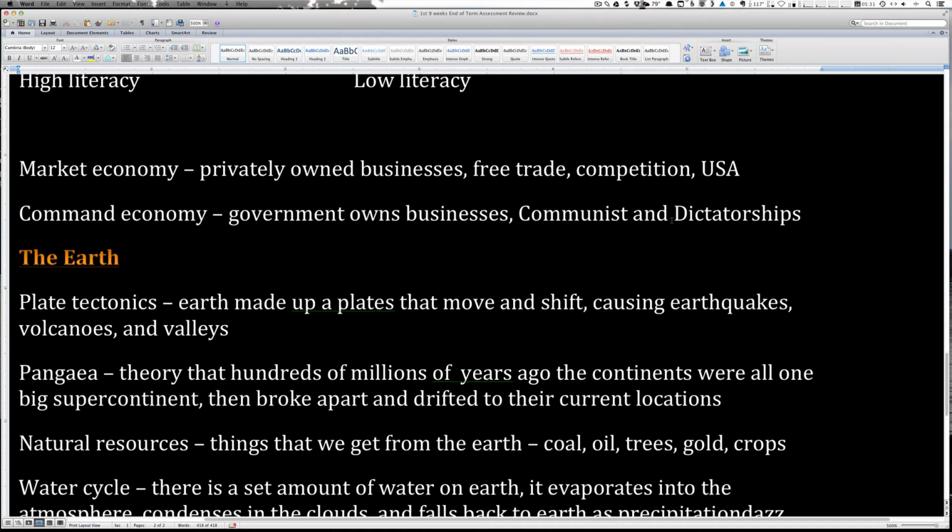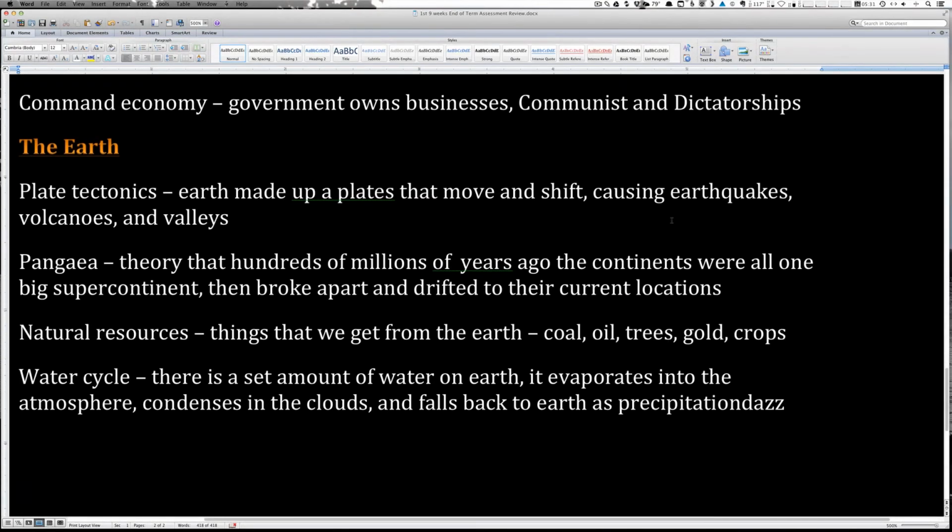All right, let's wrap things up real quick. Some things about the Earth that go back to the first chapter or two. Don't forget about our idea of plate tectonics, that the Earth's crust is made up of plates that move and shift, causing earthquakes, volcanoes, rifts or valleys, mountain ranges.